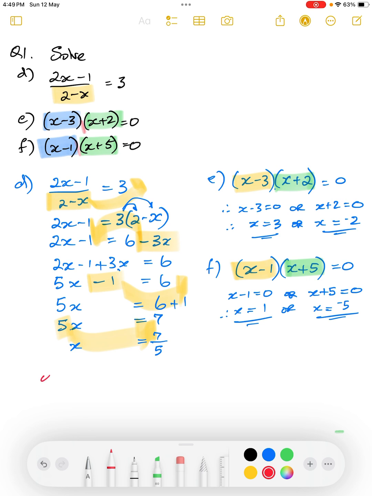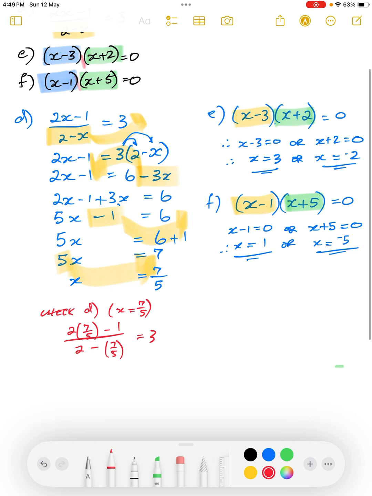Well, let's have a look at some checks, shall we? So I want to check part D, and I'm going to check the answer. See if x is 7 over 5 makes it true. So we've got 2 times 7 over 5, take away 1 on the numerator, and 2 minus 7 over 5 on the denominator. Does that equal 3? Well, let's find out. 2 times 7 is 14, so we've got 14 over 5 on the numerator, and we've got 2 minus 7 over 5, which is 1 and 2/5. I'll change 7/5 into 1 and 2/5. Does that equal 3? Well, let's keep going.